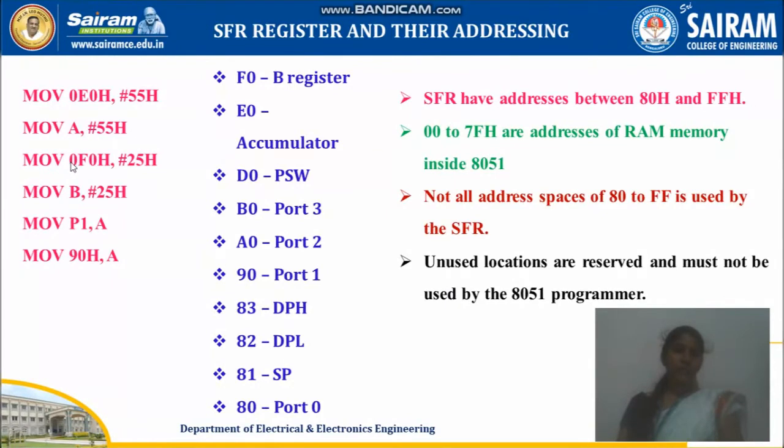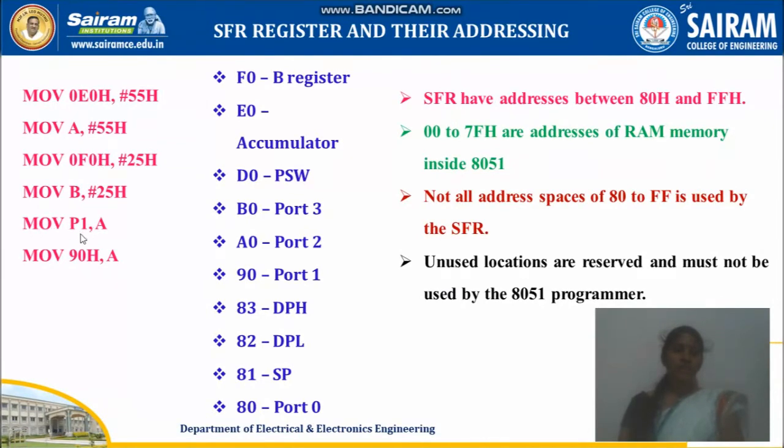If you specify MOV 0F0H, what is 0F0? 0F0 is nothing but the B register. So the address of the B register is F0. You are not supposed to directly write F0H as such in the instruction. Any alphabet should be followed by a number 0. So MOV 0F0H, #25 means the content 25 is moved into the B register at this address. So the content of your B register will be 25. So these two instructions are going to be similar.